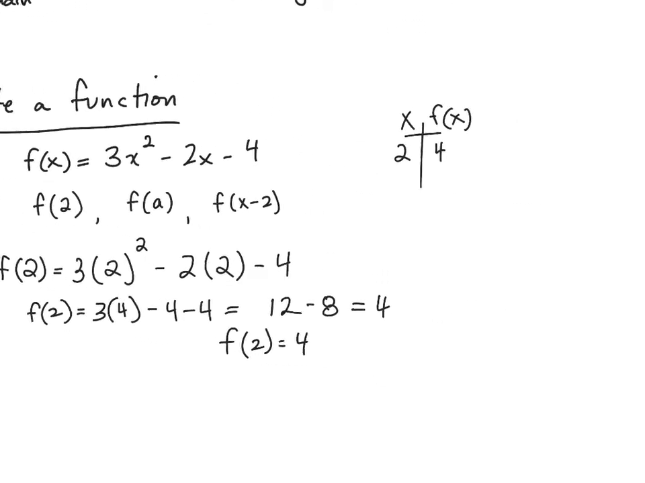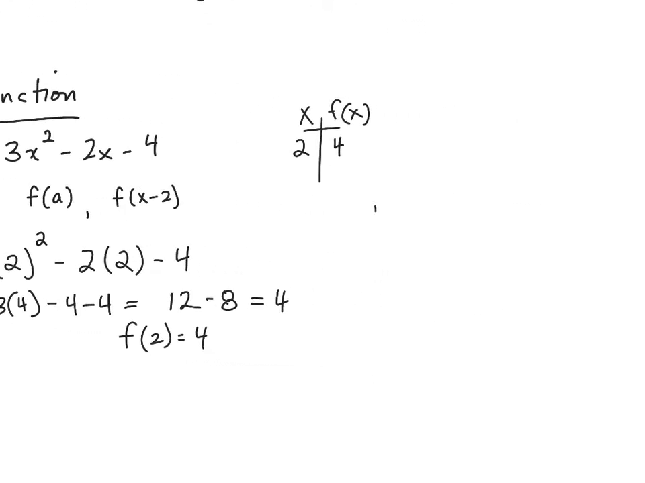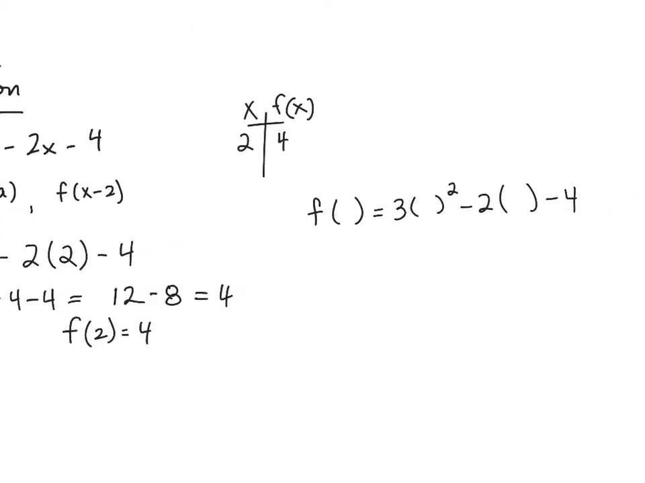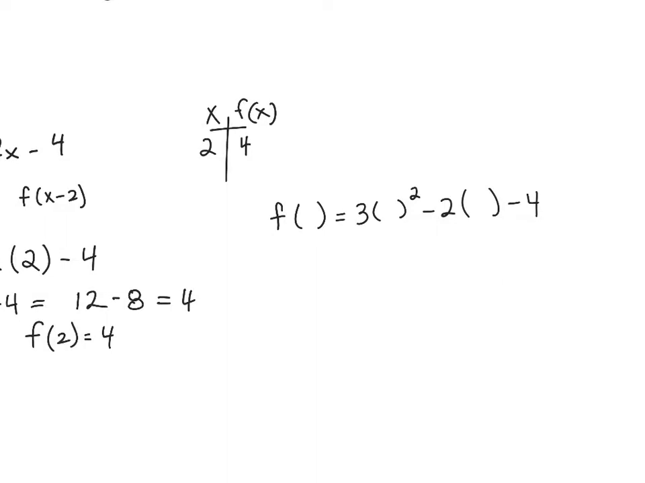Now, if I wanted to do f of a, again, I would recommend, especially when we start to use a little more complicated expressions as inputs, that you rewrite the function using empty parentheses. So f of something is equal to 3 multiplied by that something squared minus 2 times that something minus 4. So we're going to evaluate the same function again, but remember we're trying to evaluate f of a. We're trying to figure out what f of a equals.